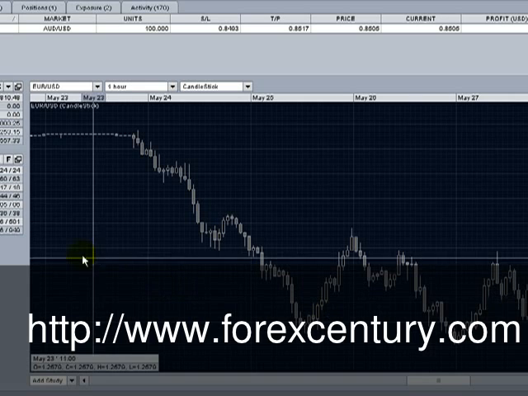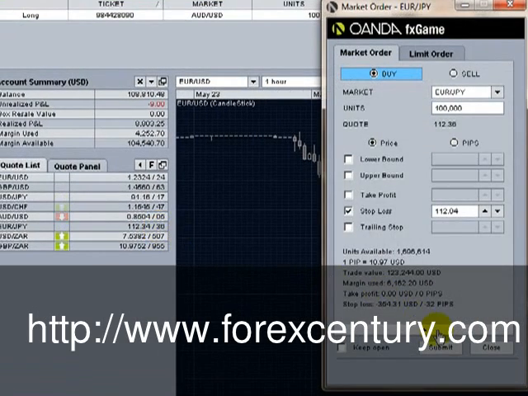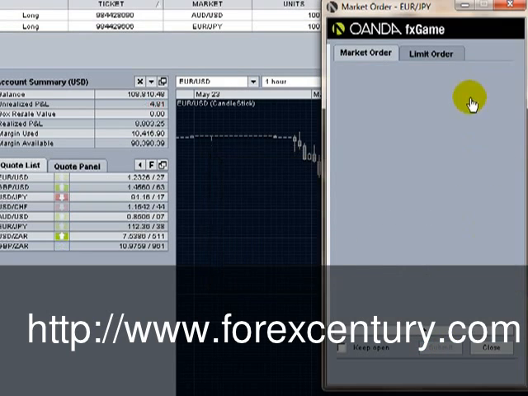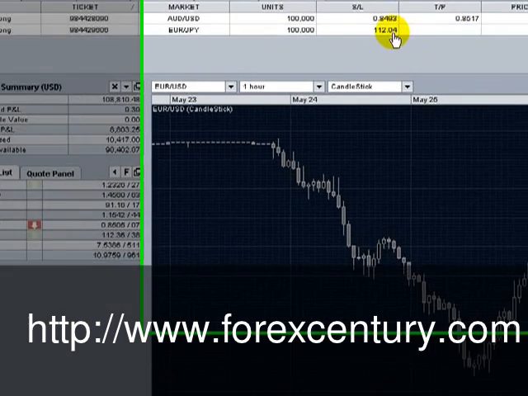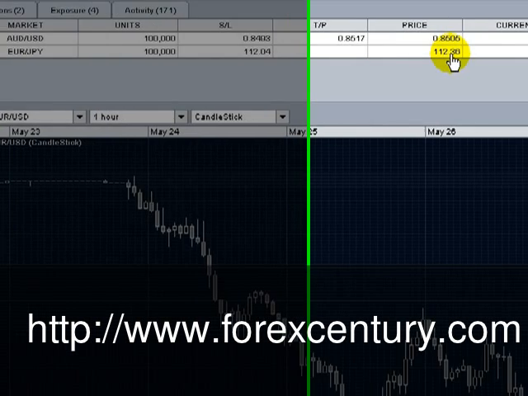Right, at the same time I've noticed that there's a scalp entry on the euro yen, so I'm going to enter that trade immediately, and then I'm going to place my stop loss, and I'm in at 112.36. I want to place my stop loss a little bit more than 12 pips on the euro yen, just because it moves quite fast and far.